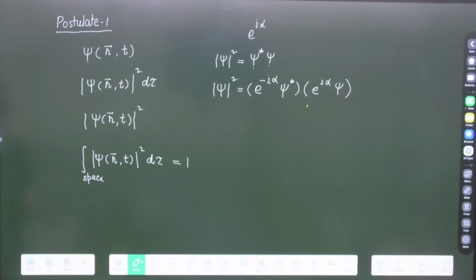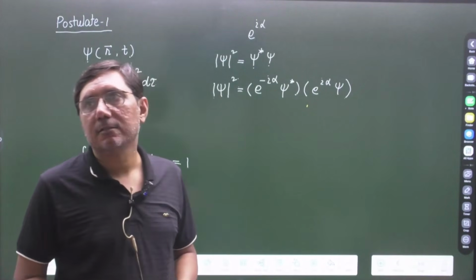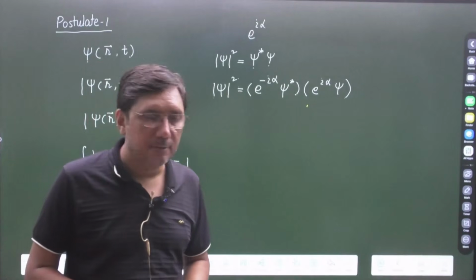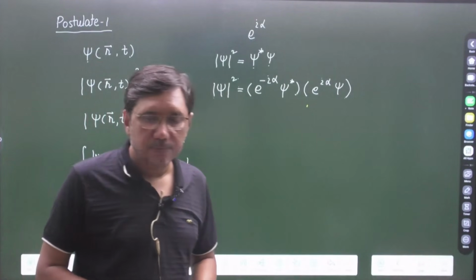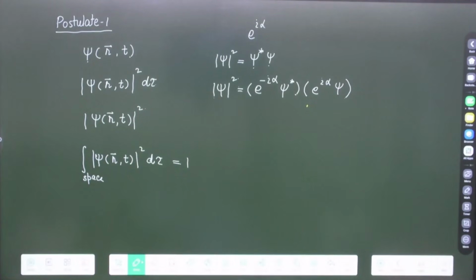Next, write it. The condition of normalization requires that all the wave functions should be square integrable.